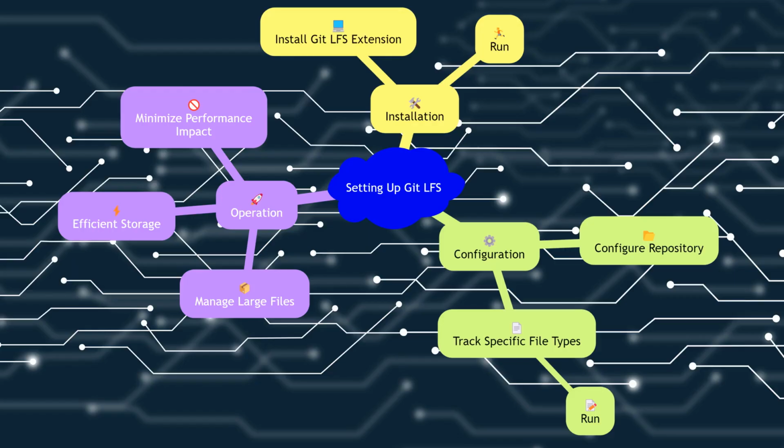To set up Git LFS, you need to install the Git LFS extension and configure your repository to track specific file types. This involves running commands like git lfs install and git lfs track followed by the file type. Once configured, Git LFS will automatically manage the large files in your repository, ensuring that they are stored efficiently and do not impact the performance of your Git operations.